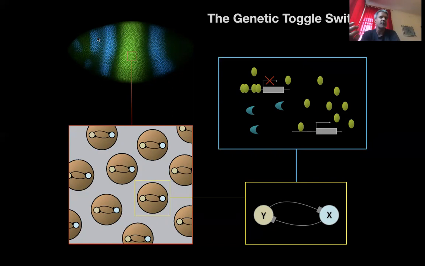Of course, the situation is more complicated out here in the head. We're not going to talk about that. We cannot explain these very beautiful stripes here just using those two genes. But just look at the middle of the embryo.